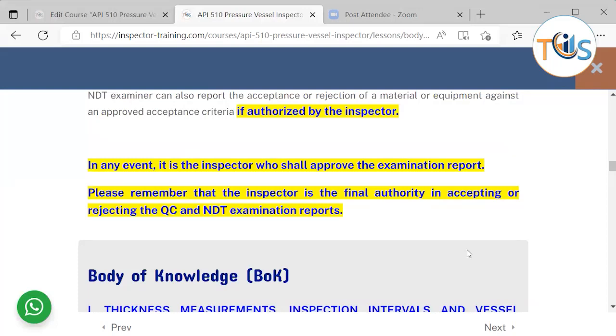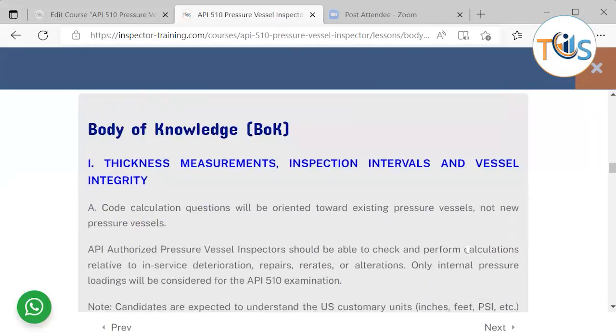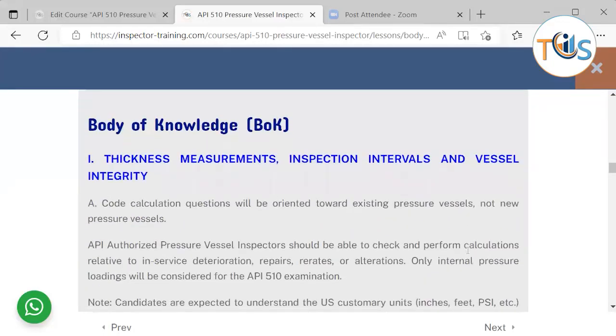In any event, it's the inspector who approves the examination report, and the inspector is the final authority for accepting or rejecting the QC and NDT examination points. Okay. Now, if you go to the body of knowledge, this is what API says an API inspector is expected to know, and that's what you're going to be tested against.